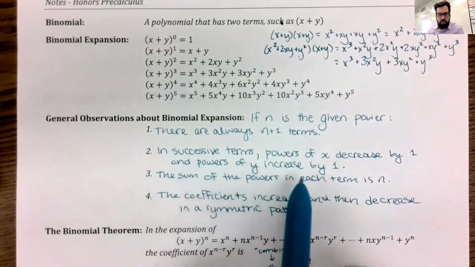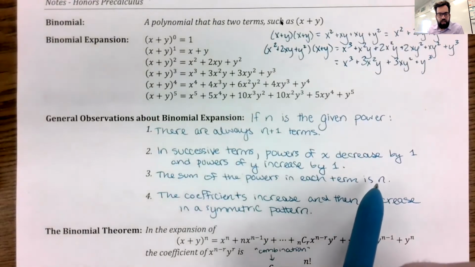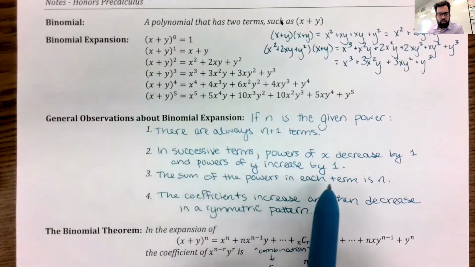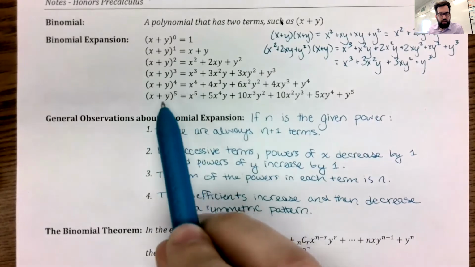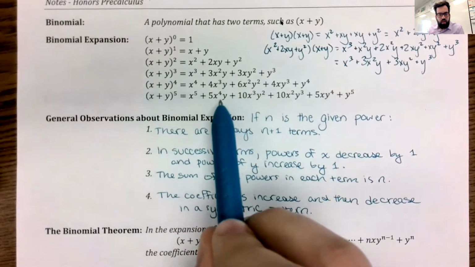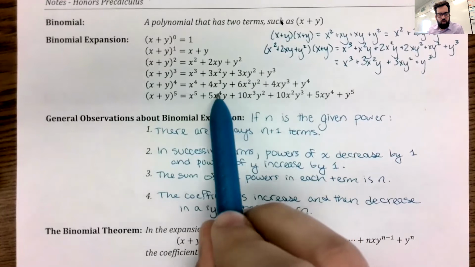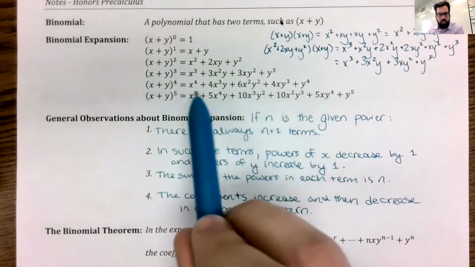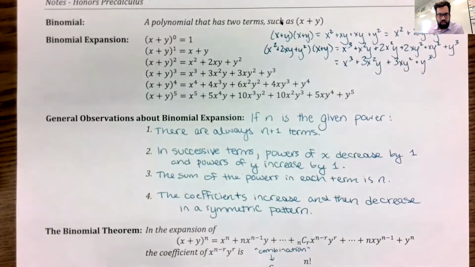The sum of the powers in each term is n. So back in the x plus y to the 5th, in this term right here, we have a power of 4 and a power of 1. That adds to 5. Power of 3, power of 2 adds to 5, etc. That's always going to be the case.